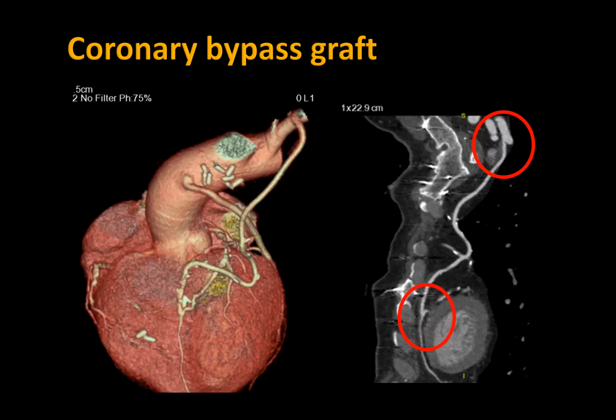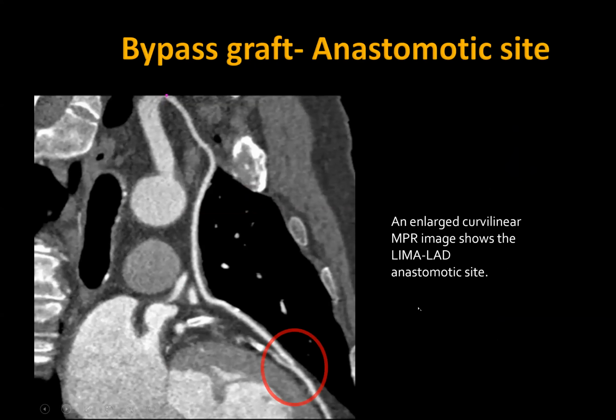In case of post-bypass graft, scanning should start from the root of the neck, because we know that the LIMA starts from the subclavian artery. And you see very clearly the proximal and distal anastomotic sites and the course of the LIMA graft, and also the post-graft segment vascular flow. So CT angiogram is very good.